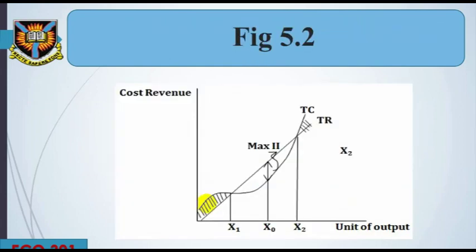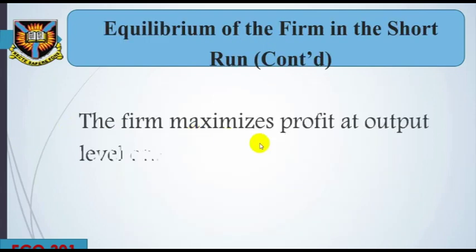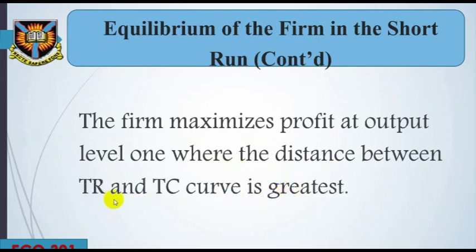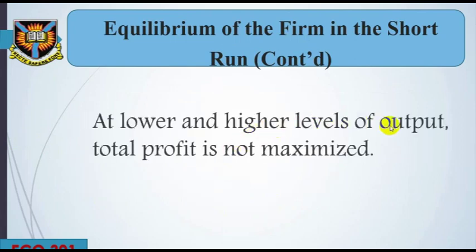The total revenue and total cost curves of a firm in a perfectly competitive market are shown below. The firm maximizes profit at output level X1, where the distance between the TR and TC curves is greatest. At lower and higher levels of output, total profit is not maximized.